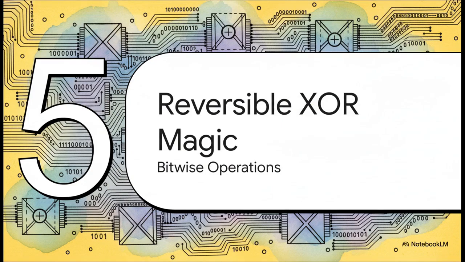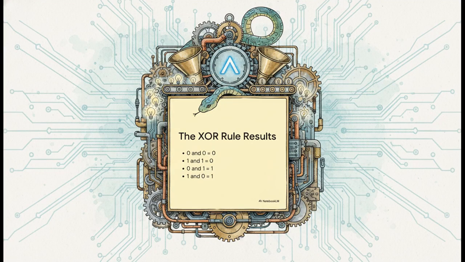Section 5. The reversible XOR magic. To build stronger, smarter, and incredibly fast encryption algorithms, we rely on bitwise operations. These are mathematical movements performed directly on those zeros and ones. The undisputed star of this process is the exclusive OR operator. We just call it XOR. In Python, you'll see it written as a little caret symbol.